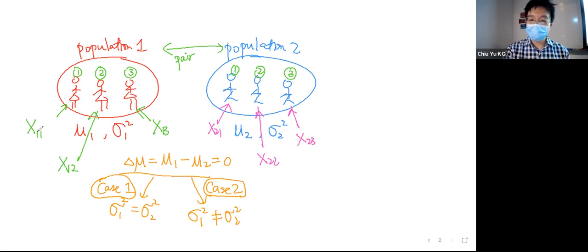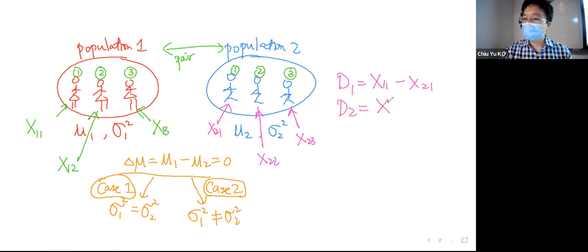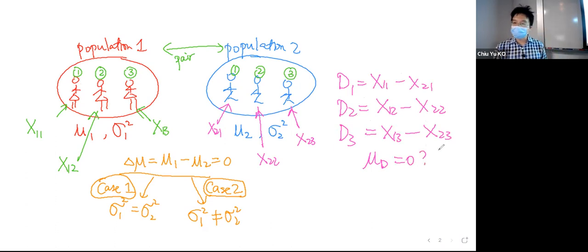So instead of looking at the original data, I care about the differences. D1 is x1 1 minus x2 1, basically the first girl minus the first boy. D2 is x1 2 minus x2 2, the difference between the second couple. D3 is x1 3 minus x2 3. So we want to check whether mu of D is 0 or not, asking if there is a difference.